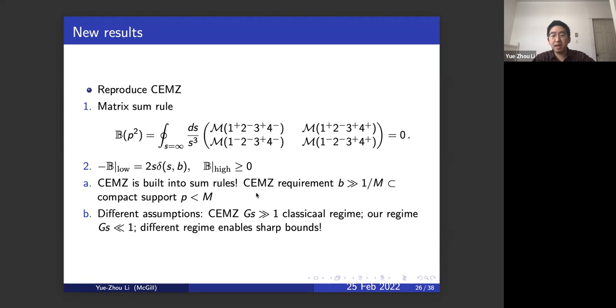But the CMZ also requires that the impact parameter must be much larger than 1 over m. This is actually just a part of our assumption that we consider capital P less than m. But we actually have a different assumption from CMZ. CMZ assumes that GS is pretty large, so they live in a classical regime. But our regime is weakly coupled, that is, GS is much smaller than 1. That means a different regime actually yields sharp bounds. CMZ is not a sharp bound, but if we stay in a different regime, like the weakly coupled regime, we can actually have some sharp bounds rather than parametric bounds.